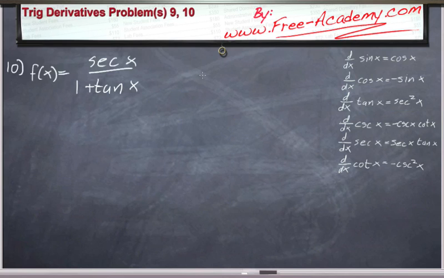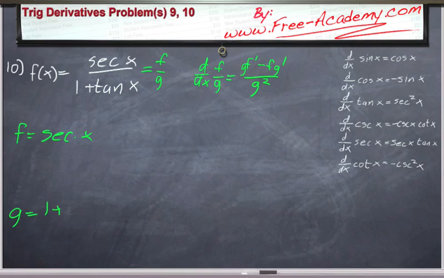Moving on to do problem 10, we have f of x equals the secant of x over 1 plus tangent of x. Now this problem is just begging for us to do a quotient rule. And let me write that out really quick. The derivative of f over g is equal to g f prime minus f g prime over g squared. F is the top. It's equal to secant of x. G is the bottom. It's equal to 1 plus tangent of x.